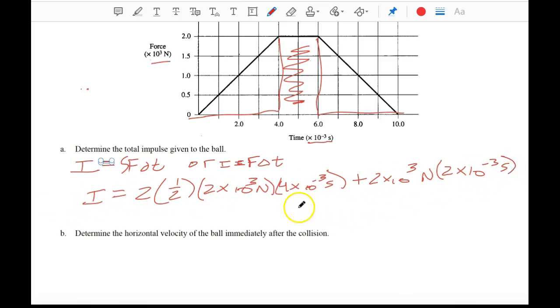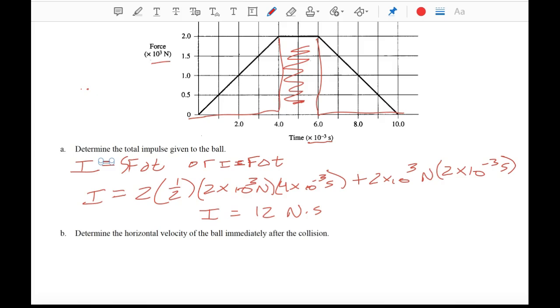So once you do all your math, you should end up with your answer. So your impulse here is equal to 12 newton-seconds. So really easy thing to do. Really shouldn't take you much time to do that, or much effort, either one. Let's go ahead and take a look at item B.